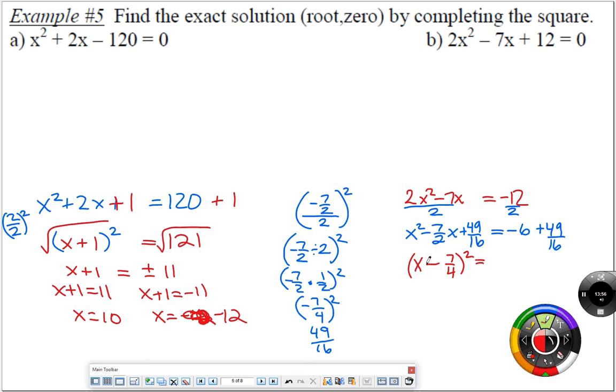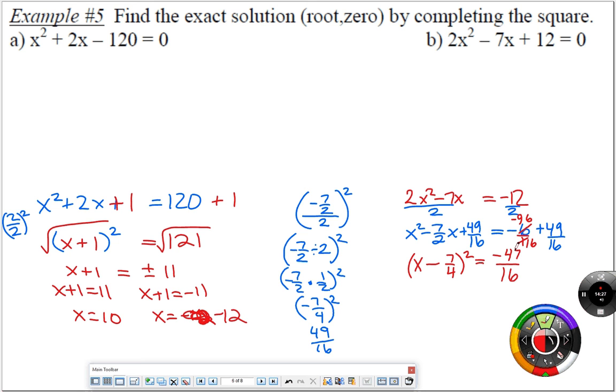On this side, I'm just going to make common denominators and add them together. So I'm going to think of it as 6 times 16, 96, negative 96 over 16. So when I add that to 49, I get negative 47 over 16.